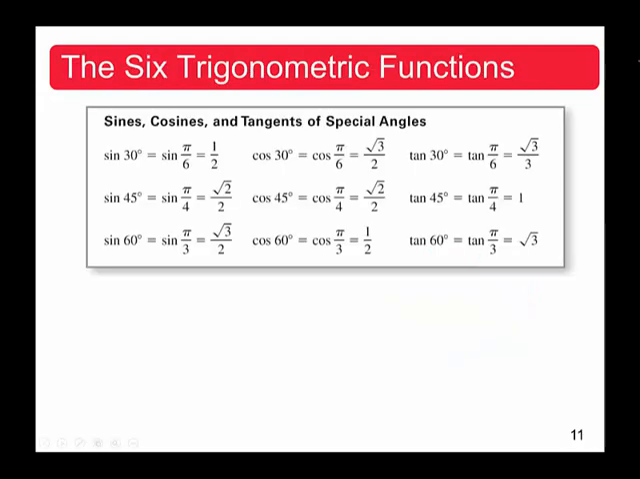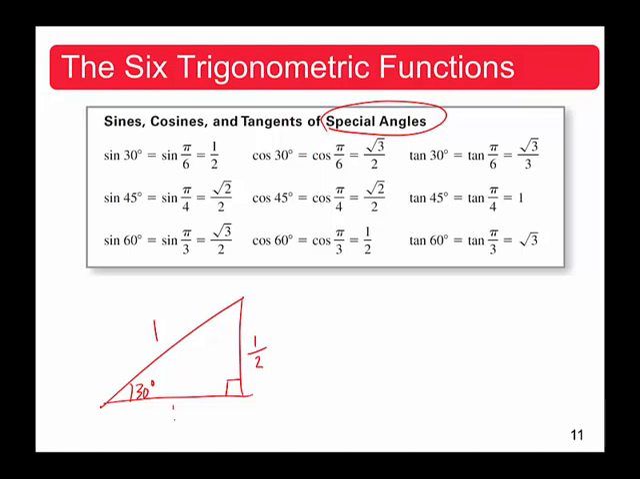Now let's take a look at some special angles. We have 3 types of special angle. First one is 30 degrees. So for a 30 degree angle, let's say this is a 30 degree right triangle. We know that if this is 1 unit right here, then the opposite side will be half unit, and the adjacent side will be radical 3/2.